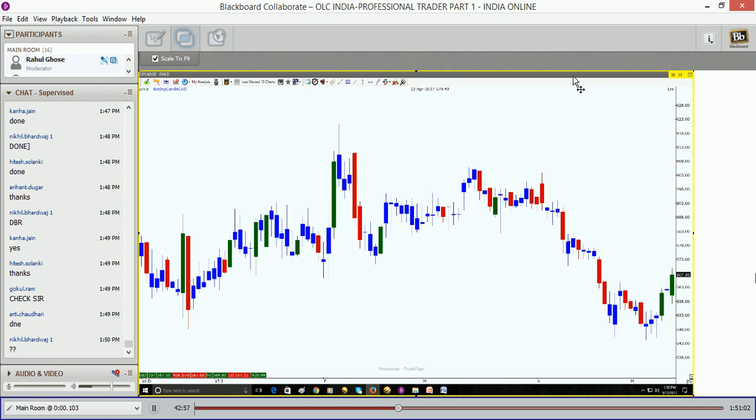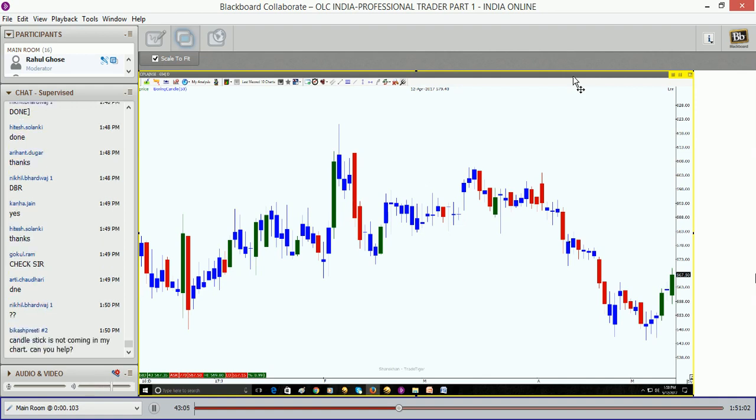Yeah, just give me a second, Nikhil. Kanha, the lowest wick is, I think, in base number 1. Yeah, base number 1. Let's look at candlestick. If you want candlestick chart, Bikash, press J on the keyboard. Bhuvneshwari, press J on the keyboard.